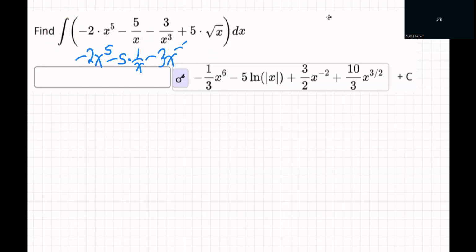Whereas this one, I'm going to bring it up, x to the minus 3. And this one, I'm going to root x. So I'm going to make that a half power, right? Root is a half power. Okay, now I'm going to do the anti. That's what integral means, antiderivative.